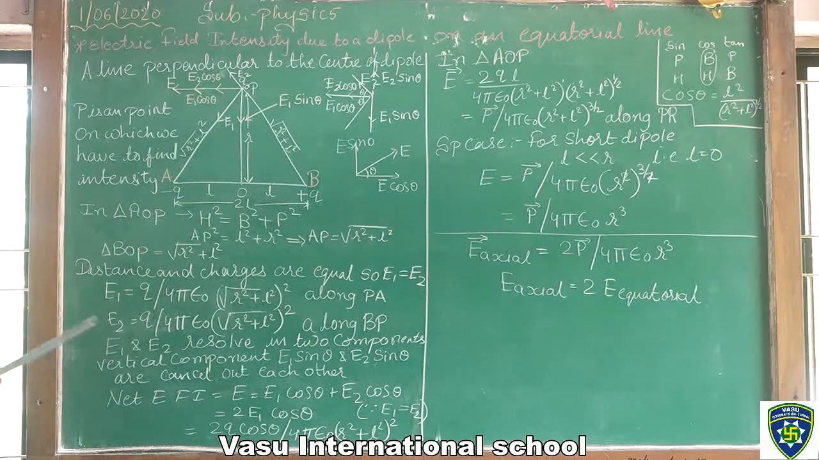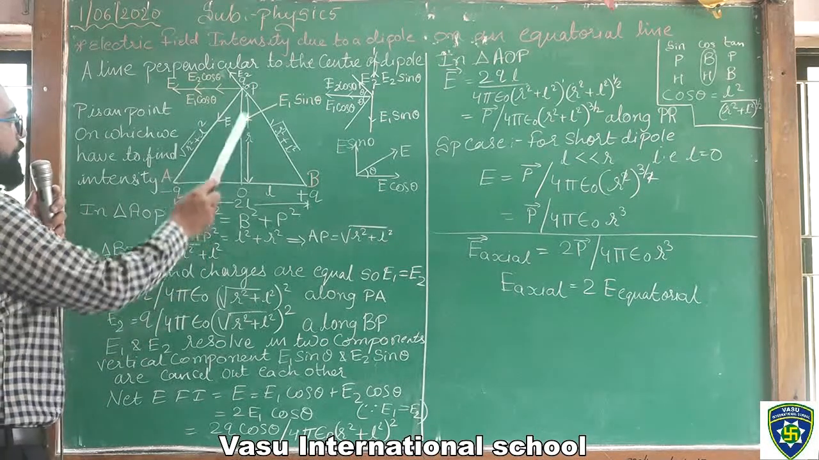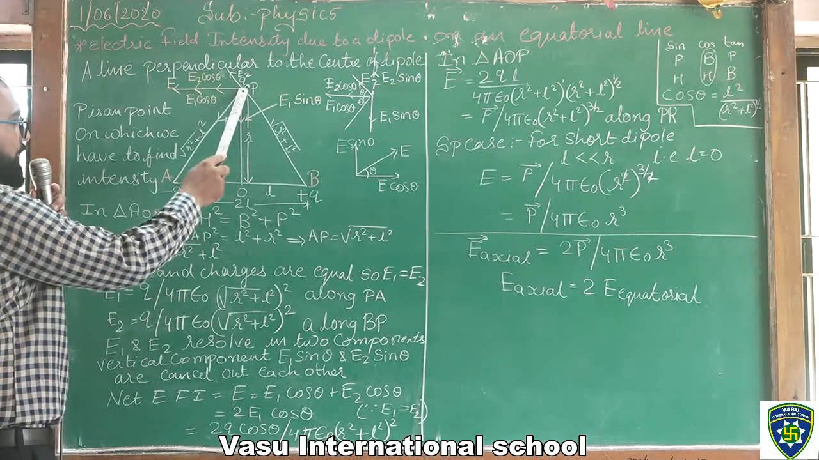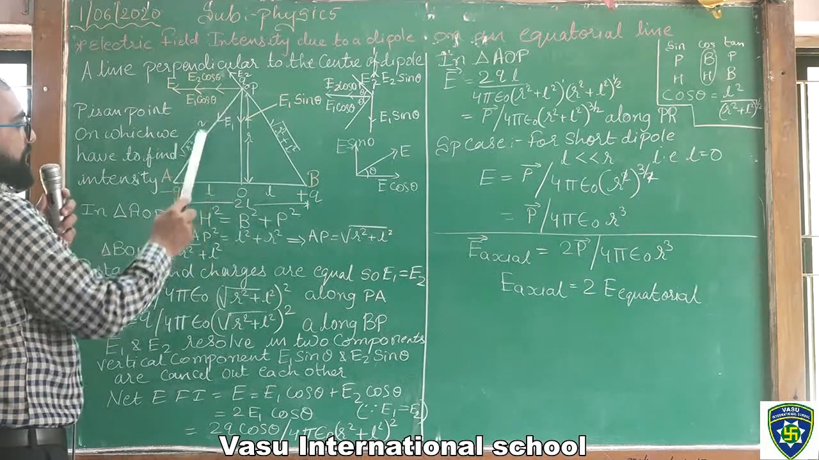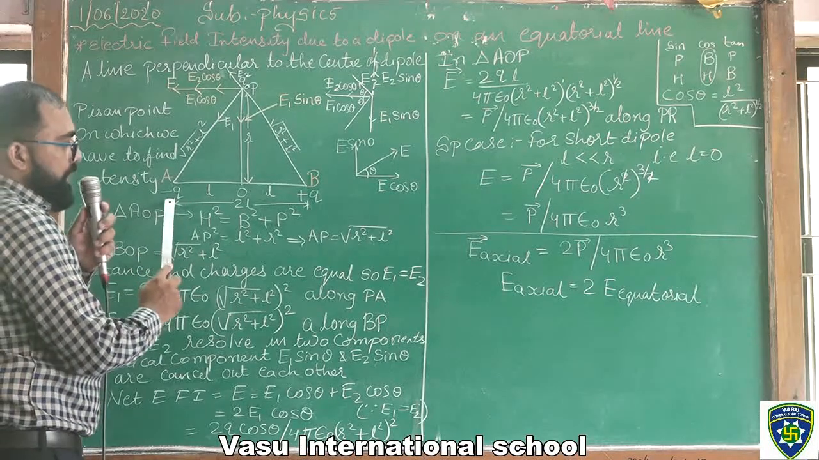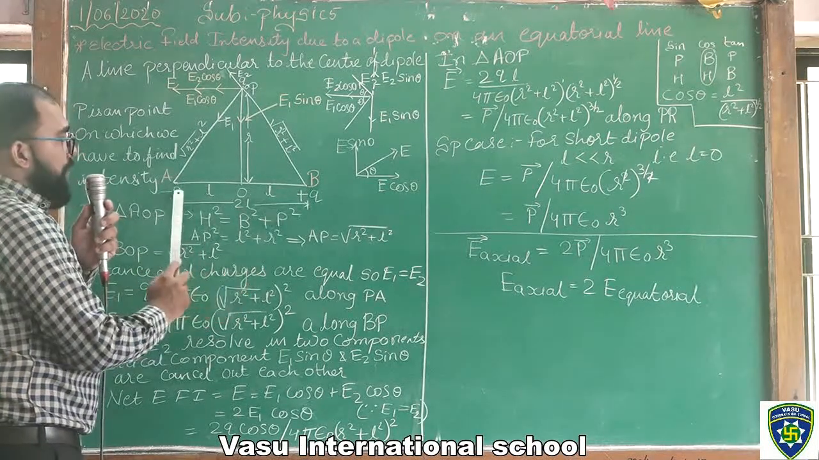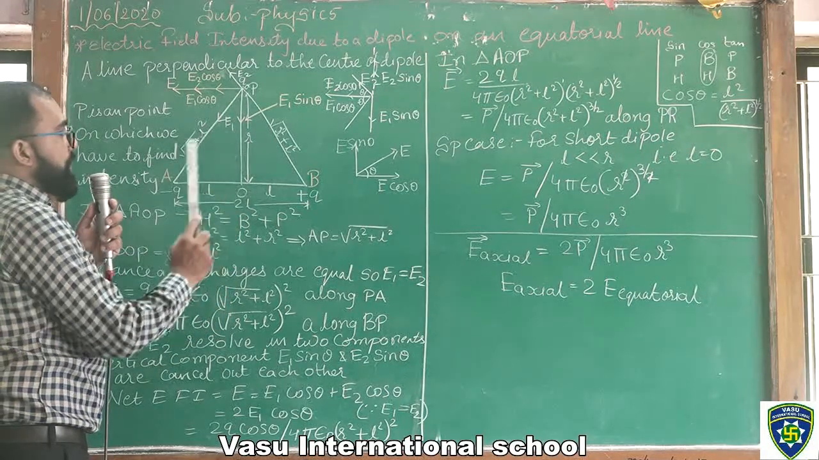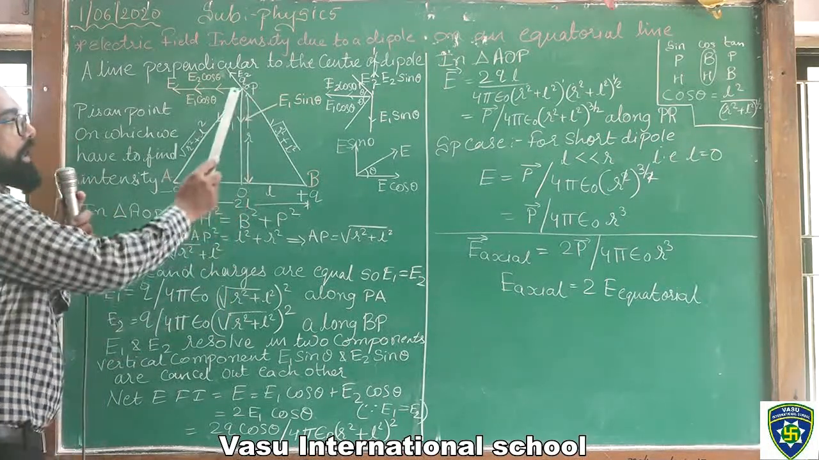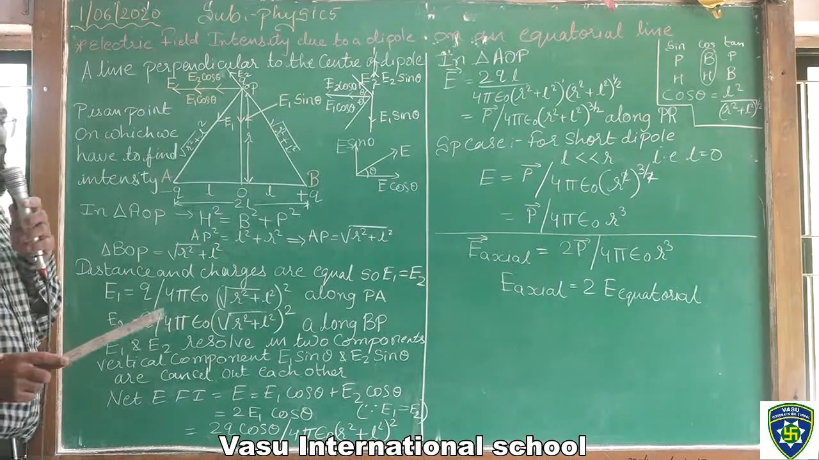Okay. So now in triangle AOP, the Pythagoras relation is h square is equal to b square plus p square. We have to find the distance. Here the distance between minus Q and plus Q is 2L. So L plus L is equal to 2L. The distance of OP is equal to R, but we do not have the distance of AP and PB. So how can we find that?